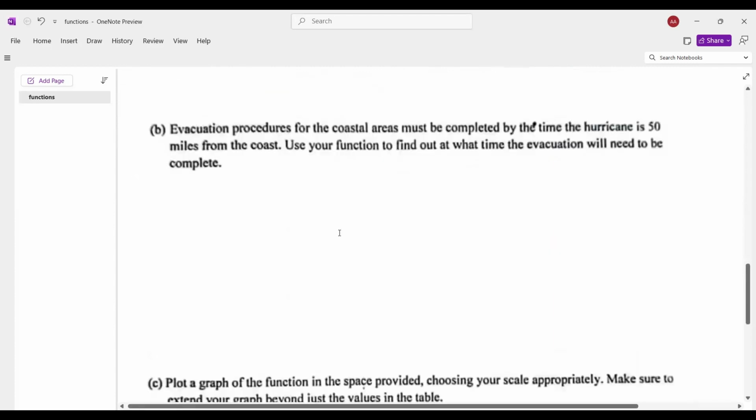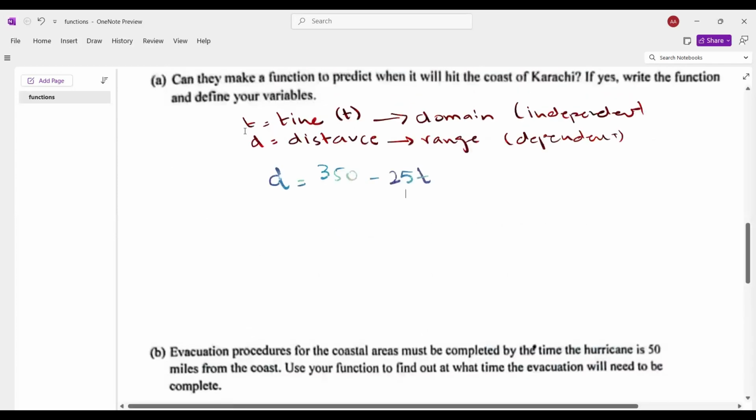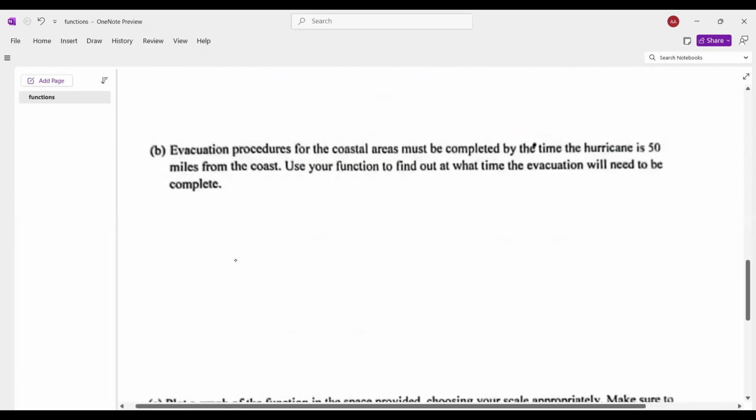Now, the question asks: evacuation procedures for the coastal areas must be completed by the time the hurricane is 50 miles from the coast. Use your function to find out what time the evacuation will need to be completed. So we need to evaluate from the function provided. The function is d equals 350 minus 25t. Now we want to check what the time will be when the hurricane is 50 miles from the coast. So now d is 50 and we want to find the time.